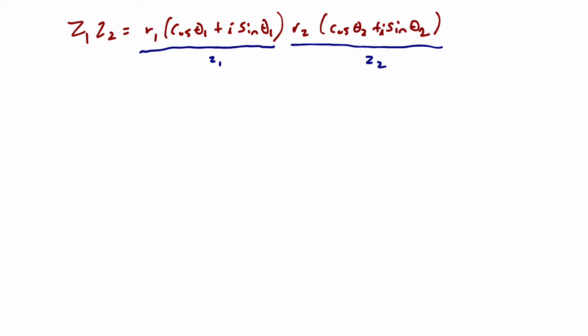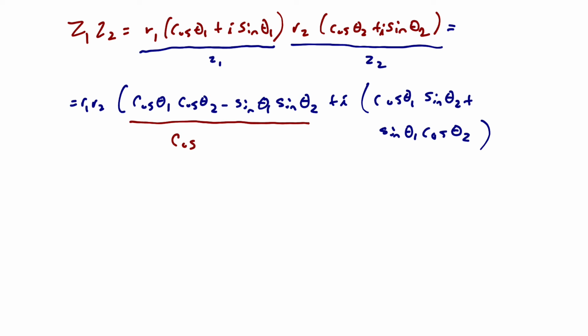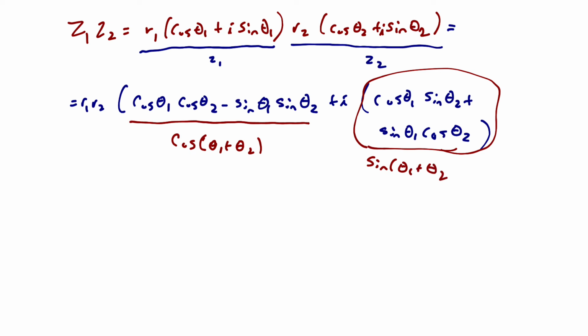So multiplying these numbers together, we see that this is going to be equivalent to r1 times r2 times cosine of theta 1 cosine of theta 2 minus sine of theta 1 sine of theta 2, plus i times cosine of theta 1 sine of theta 2 plus sine of theta 1 times cosine of theta 2. And using the sum formula for cosine, we could rewrite this as cosine of theta 1 plus theta 2. And using the sum formula for sine, we can rewrite this entire expression here as sine of theta 1 plus theta 2. Which means this simplifies to be r1 times r2 times cosine of theta 1 plus theta 2 plus i times sine of theta 1 plus theta 2.